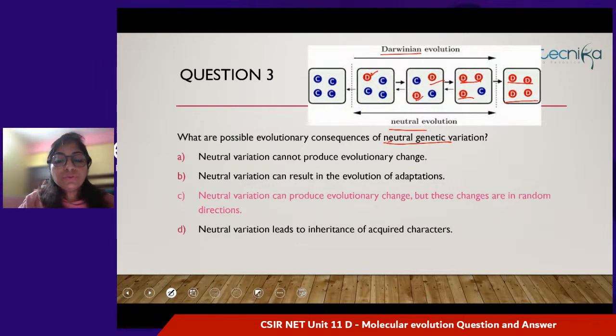Now, what about neutral theory? Neutral theory says that it can go in any direction. So it is possible that C increases, or it can also be possible that the entire population starts showing D. But for that, what is important? That C or D are selectively neutral. They do not provide the individual with any kind of selection benefit.